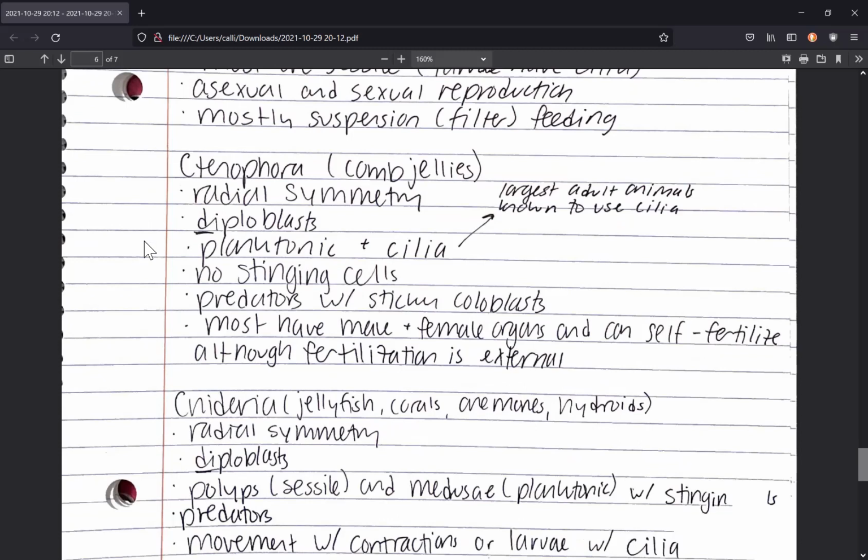Ctenophora, the comb jellies, have a radial symmetry. They're diploblastic. They are planktonic, and they have cilia, and the comb jellies are the largest adult animals known to use cilia. That's pretty interesting. But they don't have stinging cells. They are predators, but they use sticky colloblasts to capture prey. Most have male and female organs and can self-fertilize, although fertilization is external, so outside the comb jelly's body.